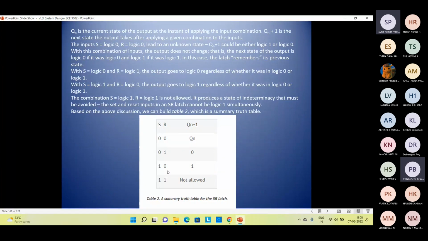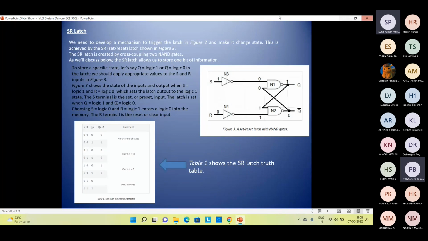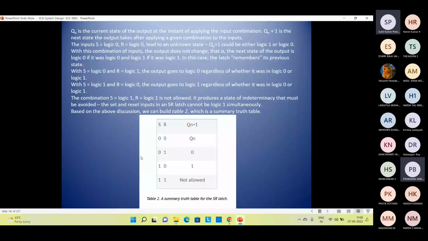Now, based on the discussion that we have just had, we can summarize it in the truth table, and as you can see here, this is the summary of the truth table of the SR latch. Okay, so I hope this is clear to everyone. So remember, when this SR latch is asked with the NAND gate, you have to draw it like this, and this is the truth table of the SR latch. You have to explain it like this.